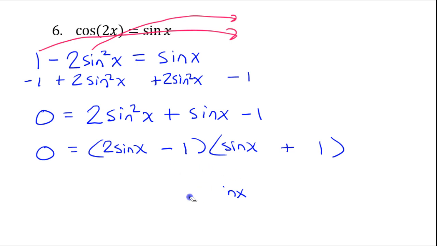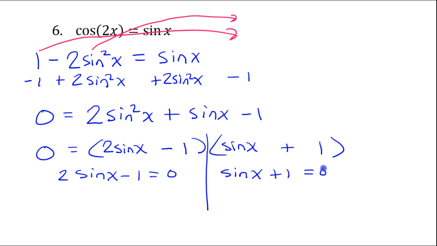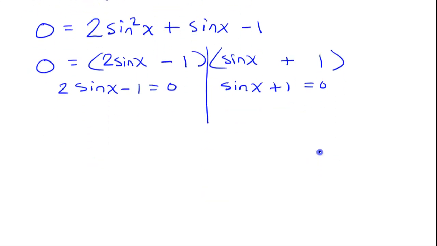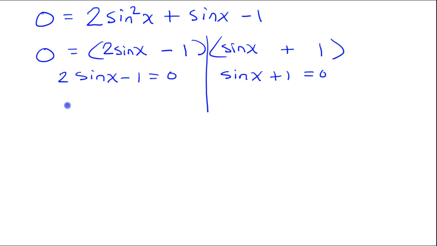Now we can get our solutions using the zero product property. Let's go ahead and set each of these factors equal to 0. So I take 2 sine x minus 1 and set that equal to 0, and I take sine x plus 1 and set that equal to 0. Adding 1 to both sides, I have 2 sine x equals 1. Dividing both sides by 2, I have sine x is equal to 1/2.